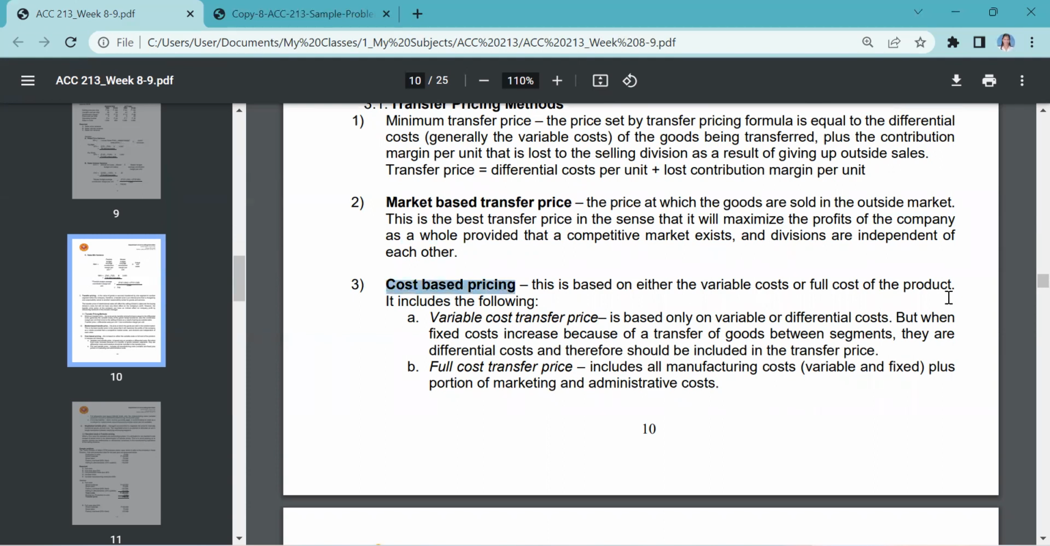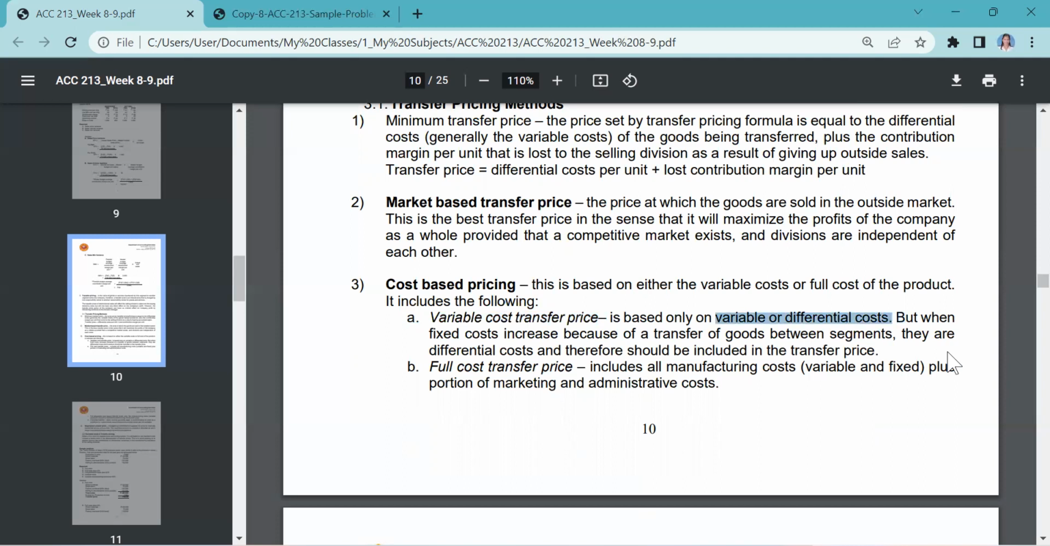Another is the cost-based pricing. This will be based either on the variable cost or the full cost of the product. An example of cost-based pricing is the variable cost transfer price. This is only based on the variable cost, or again, what we call the differential cost. But when fixed costs increase because of the transfer of goods between segments, then they are differential costs and therefore should be included in the transfer price. So in short, when we say variable cost transfer price, generally our transfer price is set equivalent to your variable or differential cost.